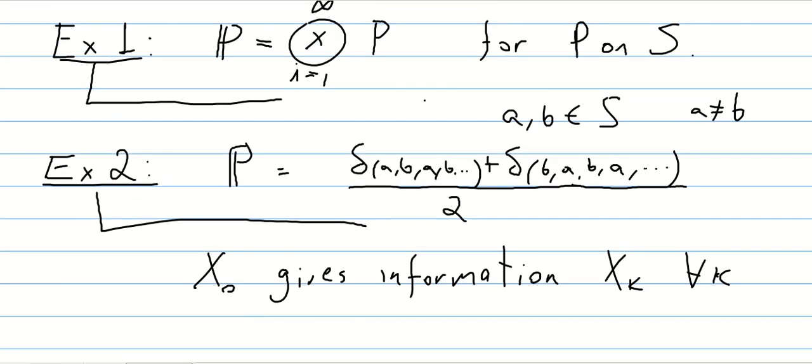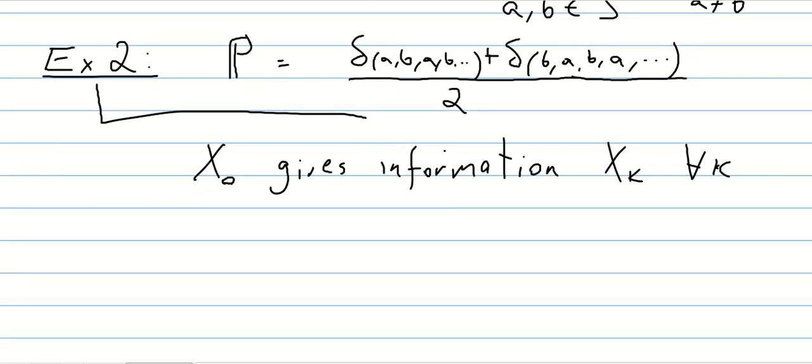It's kind of the opposite of the first example. So in this example, if I give you information about x0, I'm not telling you anything about xk. And here, if I tell you about x0, you know everything about all the other x's. So these are the examples we have for now. Now let's study another perspective on this.